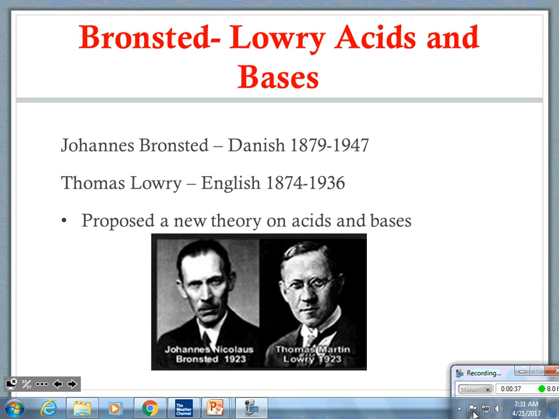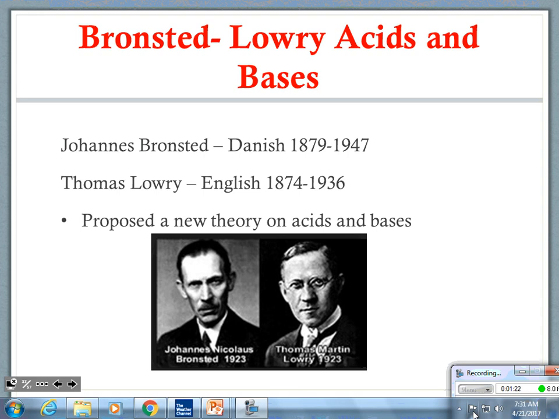Now, what Arrhenius said acids and bases were: first of all, he said that an acid is a compound that contains hydrogen and forms hydrogen ions as the only positive ion when it dissociates. Arrhenius also said that a base, an Arrhenius base, is a compound that forms hydroxide ions as the only negative ion. So he came up with this idea of an Arrhenius acid and an Arrhenius base.